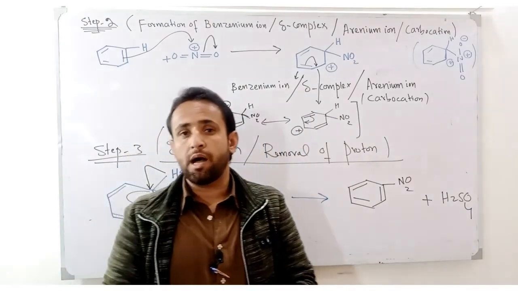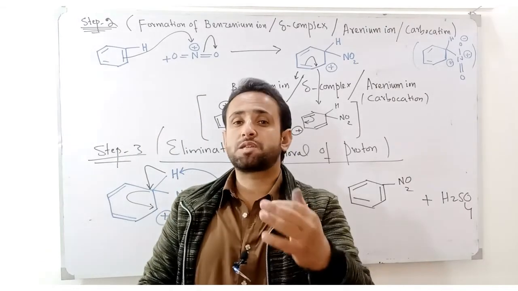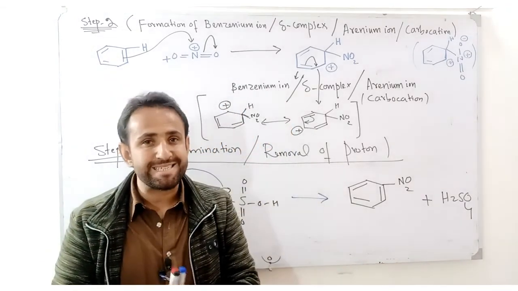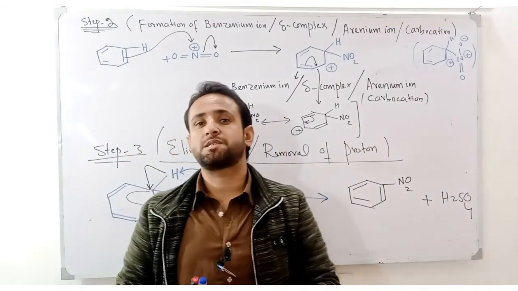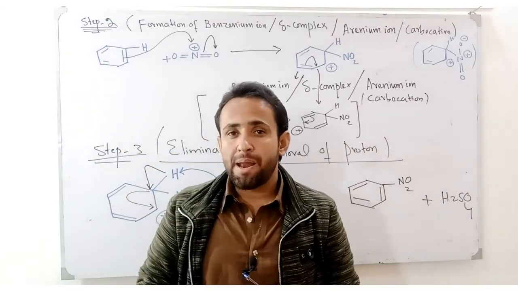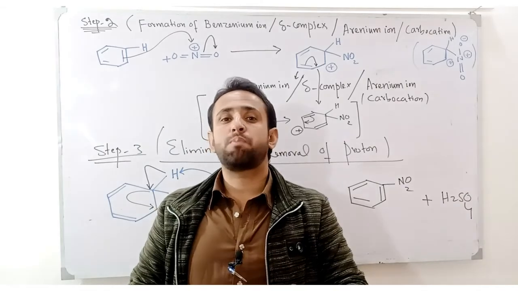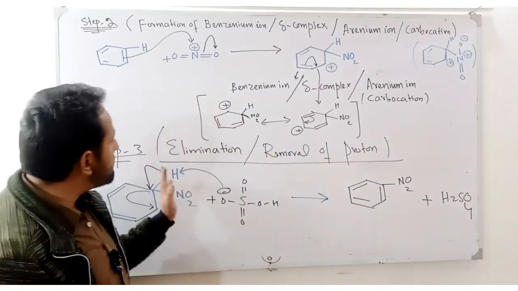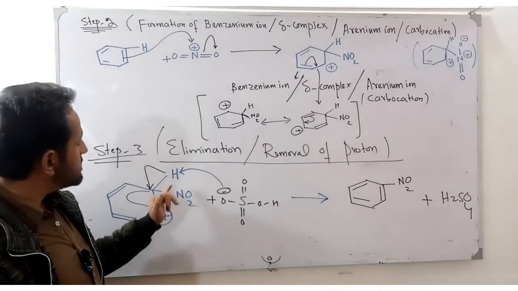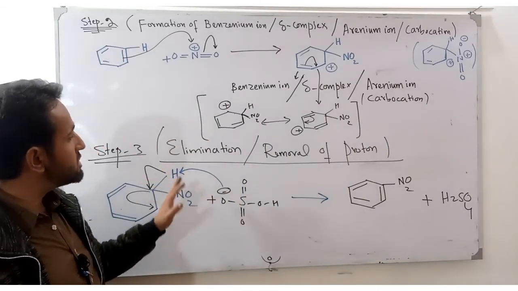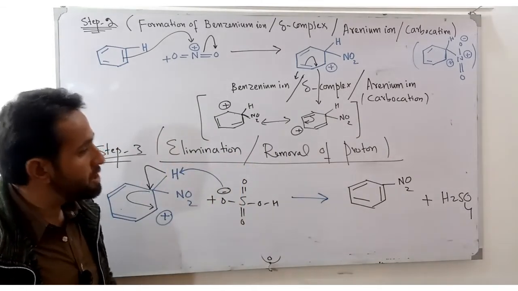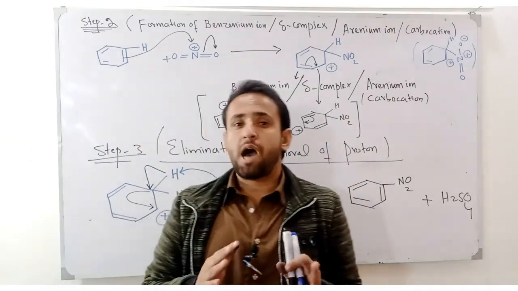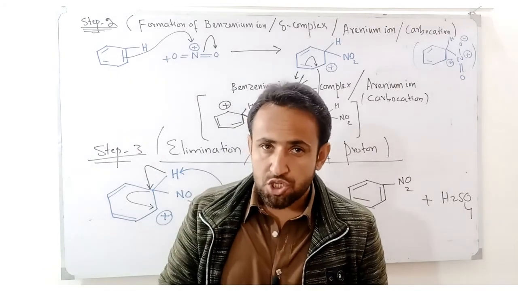After that we studied the detailed mechanism of the reaction, which consisted of 3 steps. The first step was the generation of the electrophile, the second was the formation of the carbocation, and the third was elimination of the proton. Since in the last step a proton was eliminated, this step is known as elimination of the proton. So this was all about the nitration reaction.